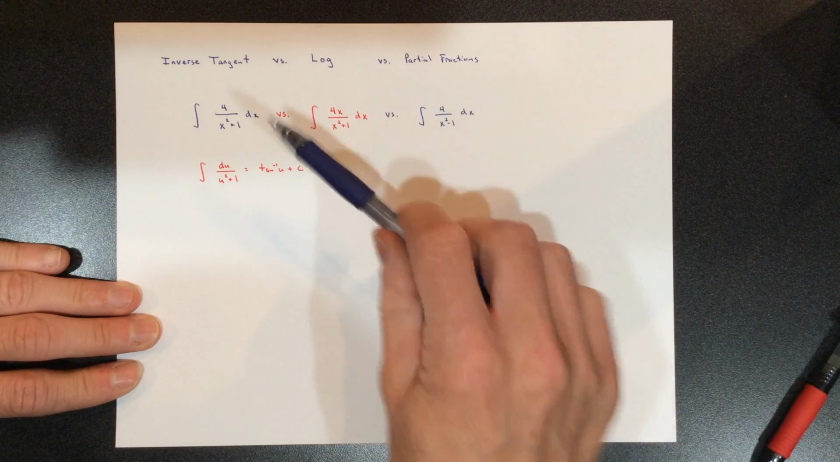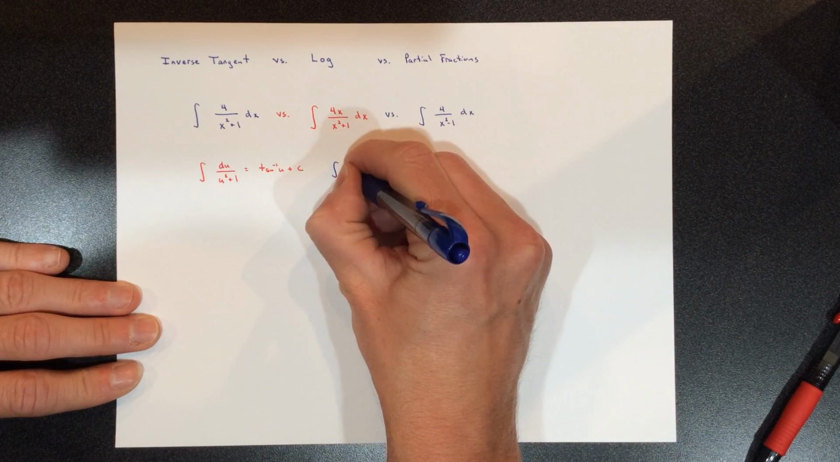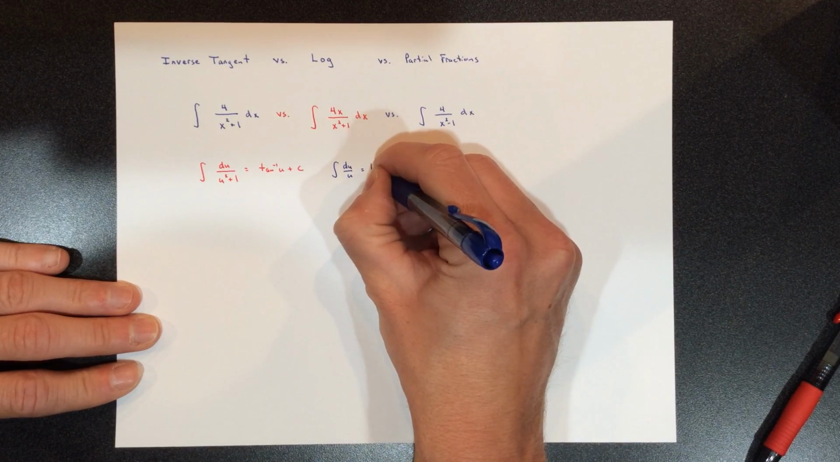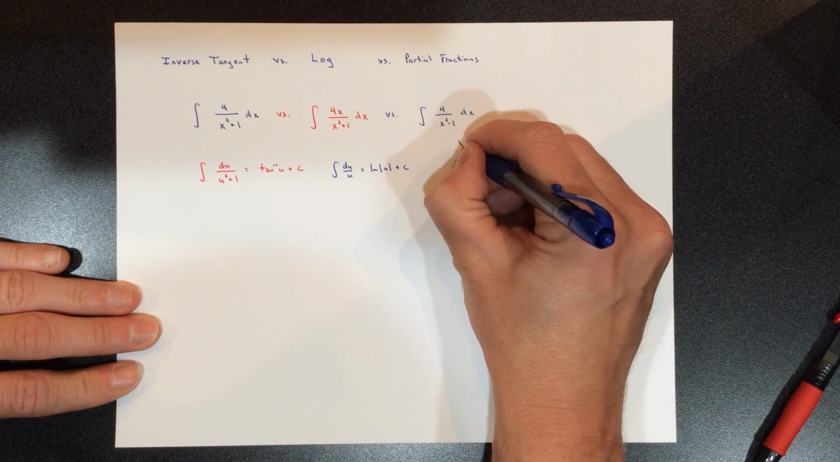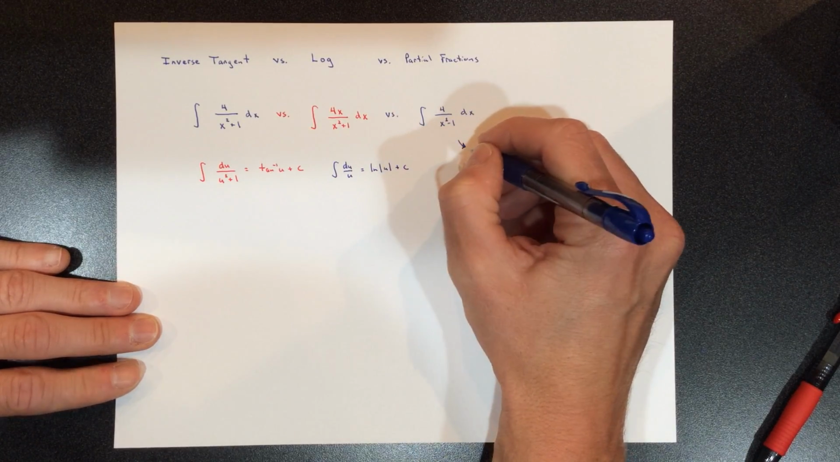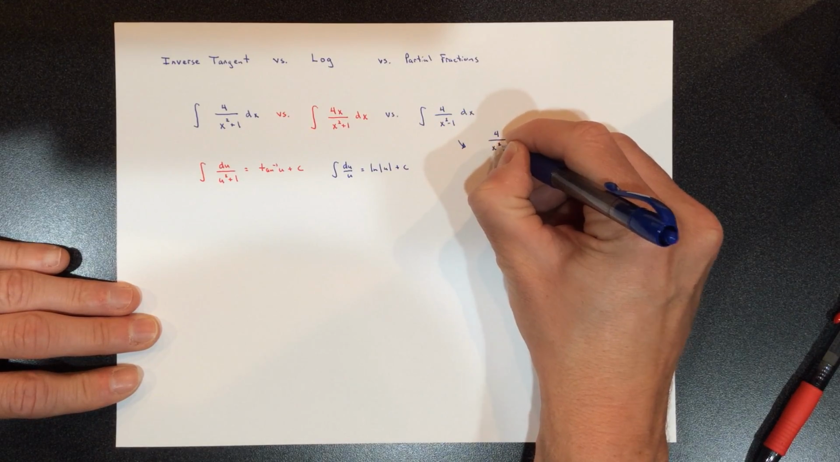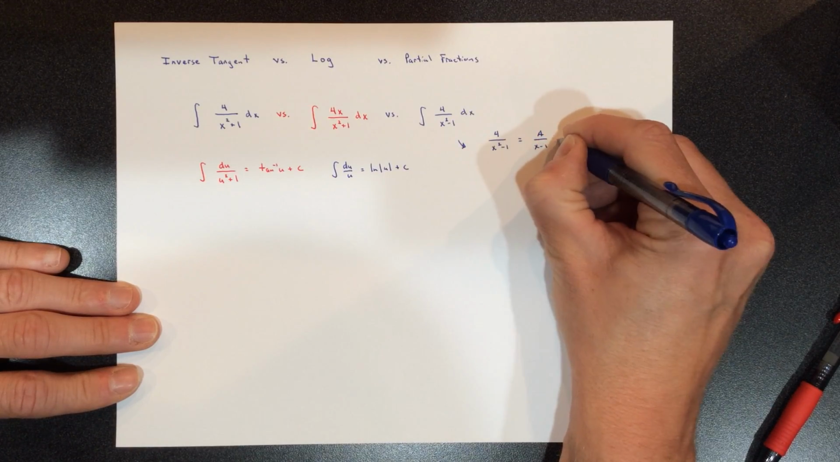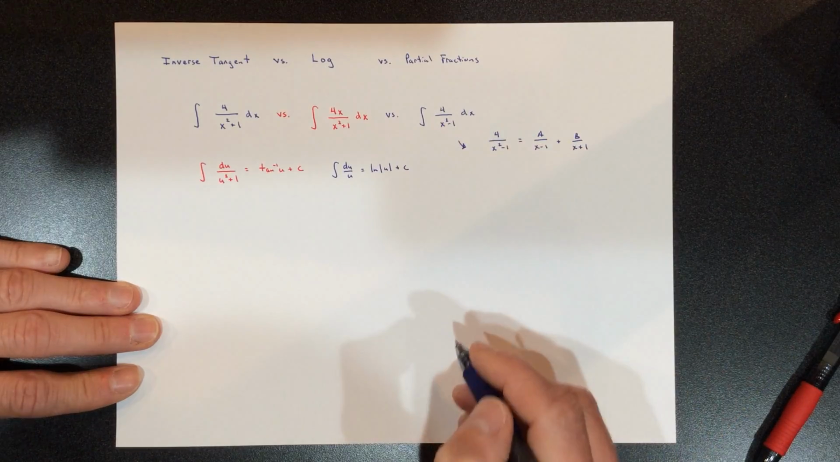Okay? Then you have a log rule. Log rules are going to be the integral of du over u. We know that. The integral of du over u is just the natural log of u. And then partial fractions, that's going to be later on, and that's going to be a technique where we take 4 over x squared minus 1 and we write it as a over x minus 1 plus b over x plus 1, and we find a and b, and then we integrate the result.